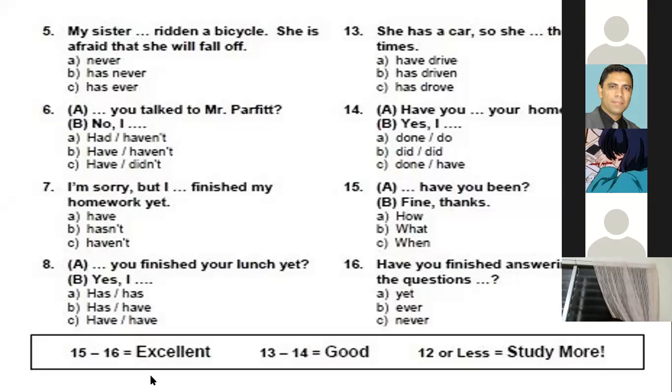And the last one, I will do the last one. Have you finished answering all the questions yet? ¿Verdad? Sí. Este yet, vimos que va al final, puede ir en oraciones, en preguntas, puede ir en oraciones afirmativas y también puede ir en negativas.